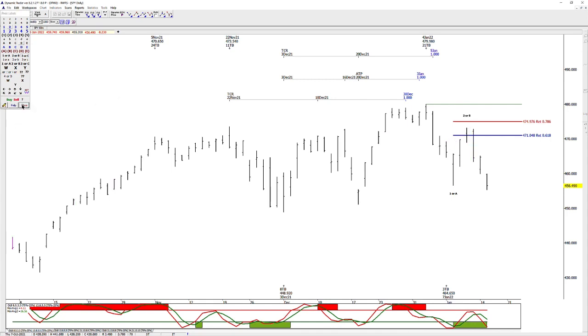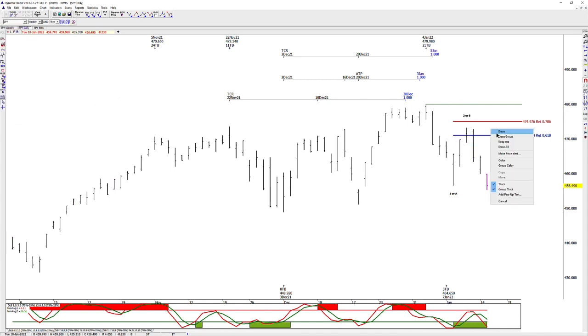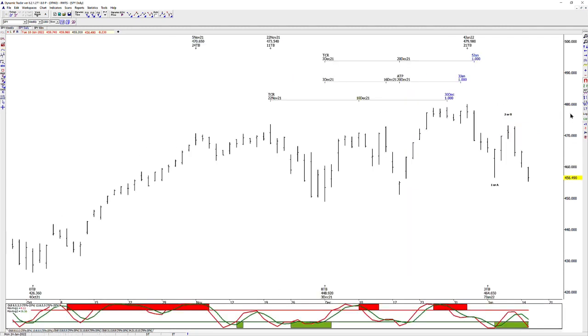And let's just take off a couple of these. We don't need those anymore. Clean the chart up. I'm going to actually reduce the number of bars here.